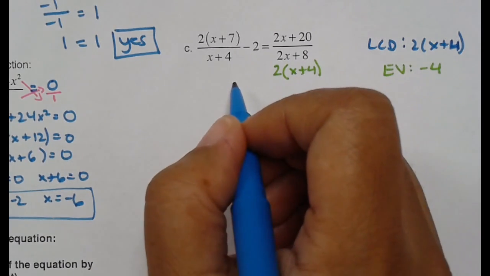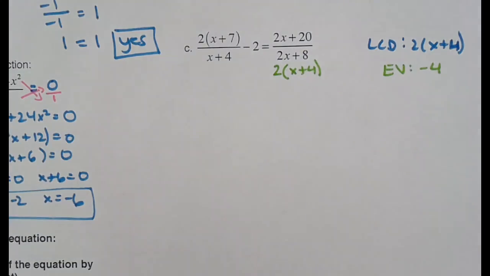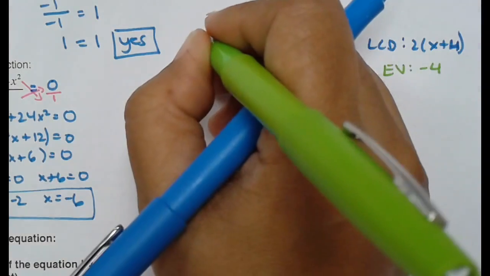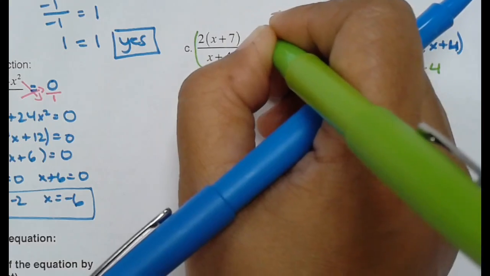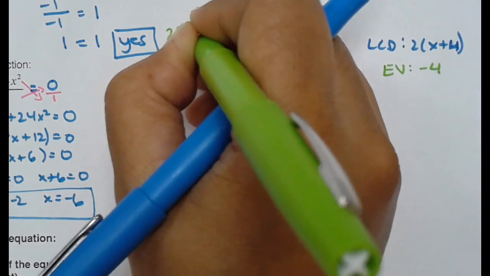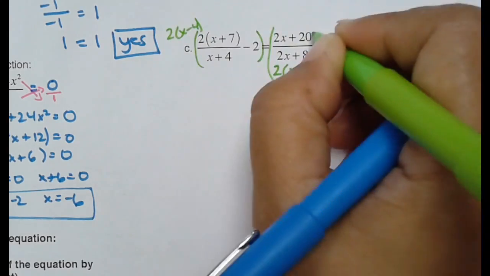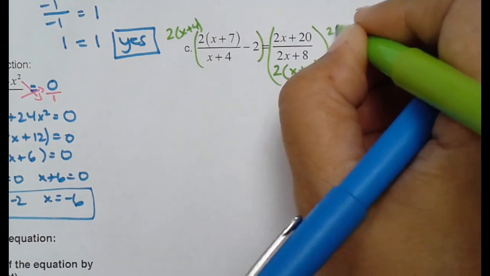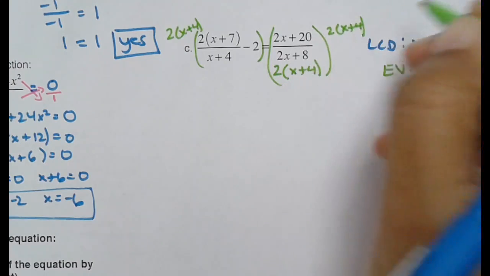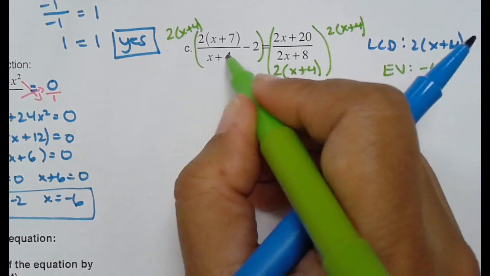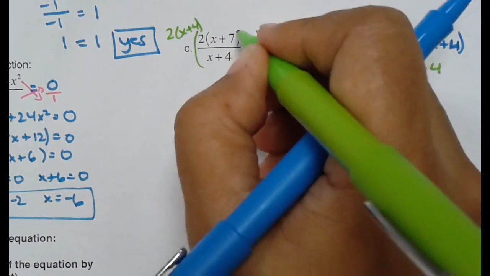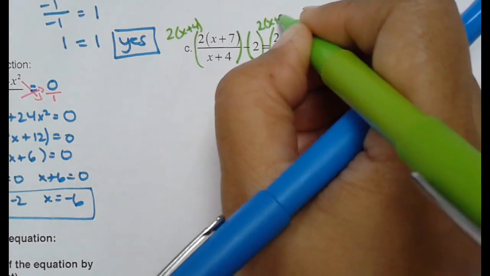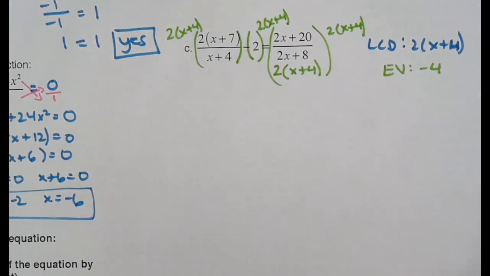All right, let's go ahead and multiply everything through by the LCD. So my LCD is 2 times x plus 4. So I'm multiplying everything on this left side by 2 times x plus 4, sorry, I misspoke. Everything on the right side, and over here, 2 times x plus 4. So notice there's 2 terms here, so you distribute, which means I multiply each one of these by the 2 times x plus 4. All right, time to cancel.